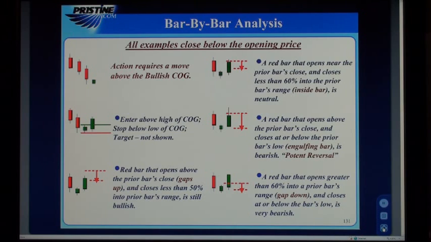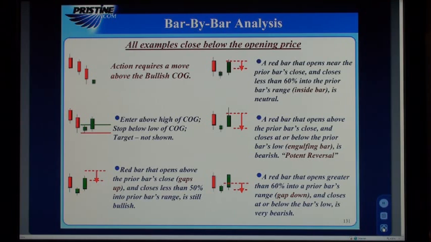On the upper right-hand example, we see a bar that opens near the prior bar's high and closes less than 60% into that prior bar's range. In other words, an inside bar or neutral. And so we're waiting for the next bar to form, and ideally what we want to see is a bar that opens in the area of the prior bar's close, or even better, above the prior bar's high, and closes above its opening price and takes out that bar's high.